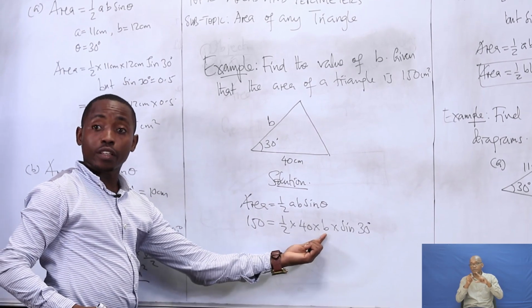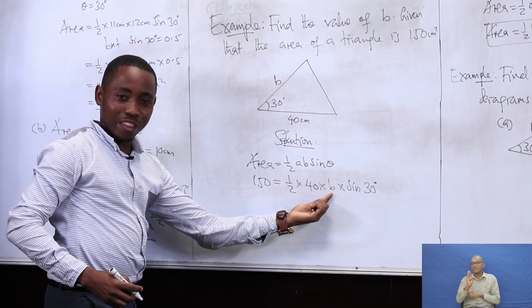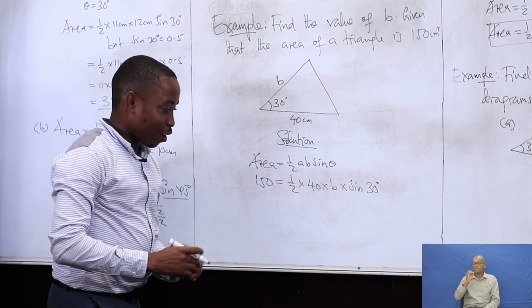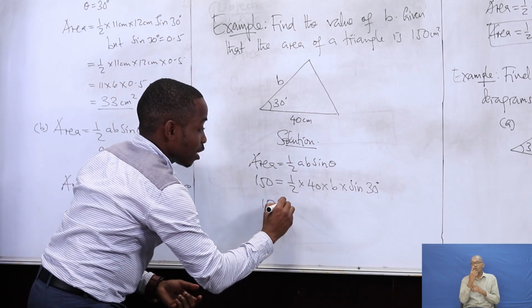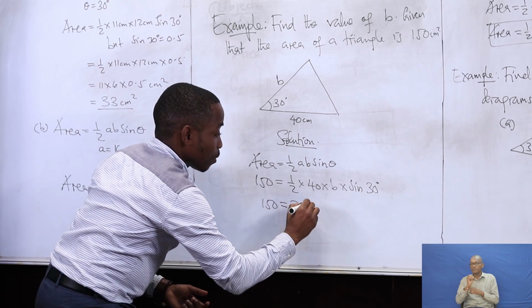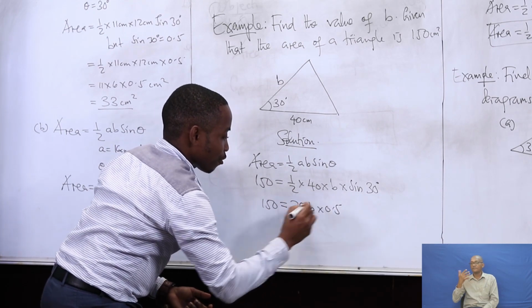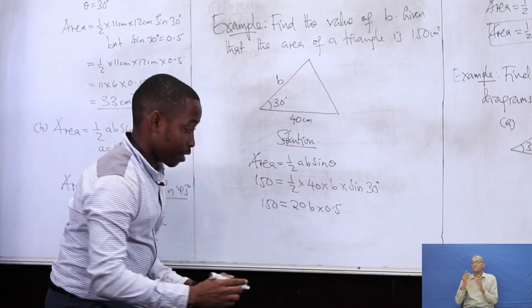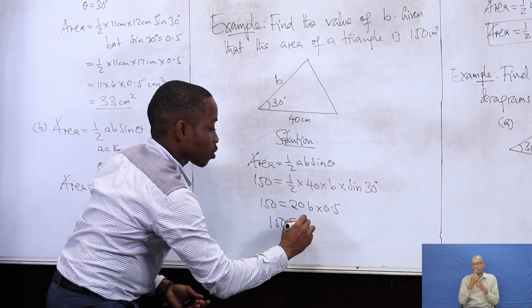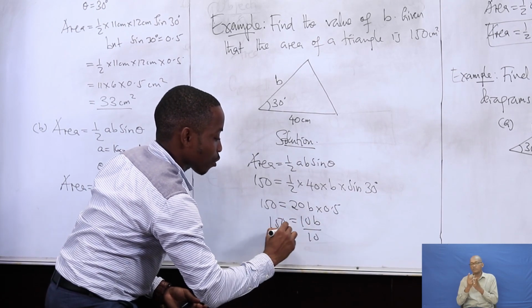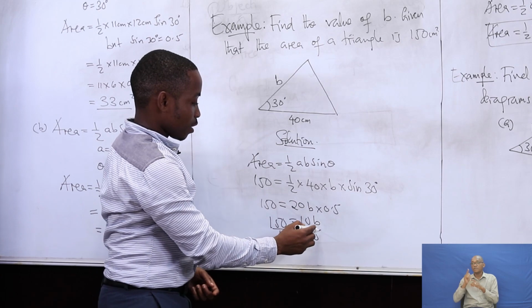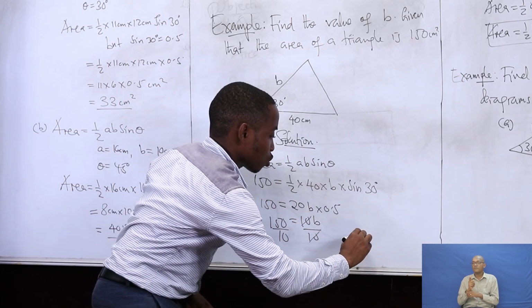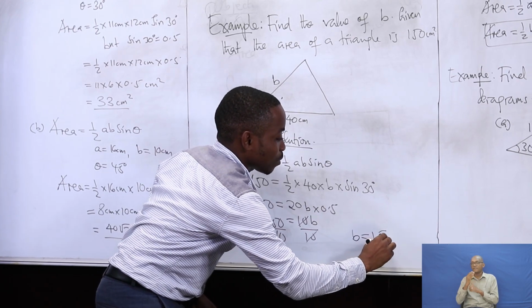Now it is possible to get the value of B, since we know that sine 30 equals 0.5. Here we get 150 equals 20B times 0.5. 20 times 0.5 is 10. We get 150 equals 10B. If we divide by 10 throughout, the 10s cancel. We are going to get the value of B equal to 15 centimeter.